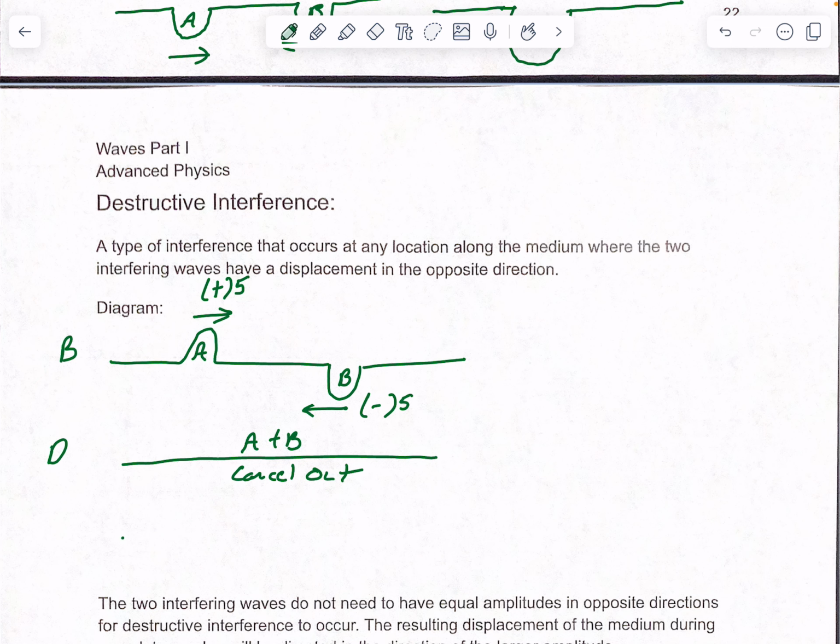So now B goes back to being a trough, and it still continues to go towards the left. It's still negative. And then A goes back to being a crest. It's still positive, and it's going towards the right. So in that case, they just canceled out.